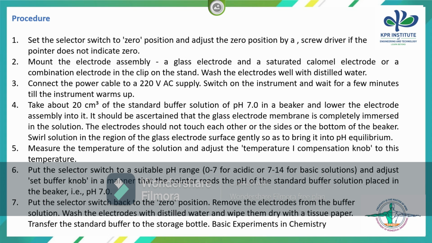Put the selector switch to a suitable pH range, 0 to 7 for acidic or 7 to 14 for basic solution, and adjust the set buffer knob in a manner that the pointer reads the pH of the standard buffer solution placed in the beaker, that is pH 7 here. Put the selector switch back to the 0 position. Remove the electrodes from the buffer solution. Wash the electrodes with distilled water and wipe them dry with a tissue paper. Transfer the standard buffer to the storage bottle.